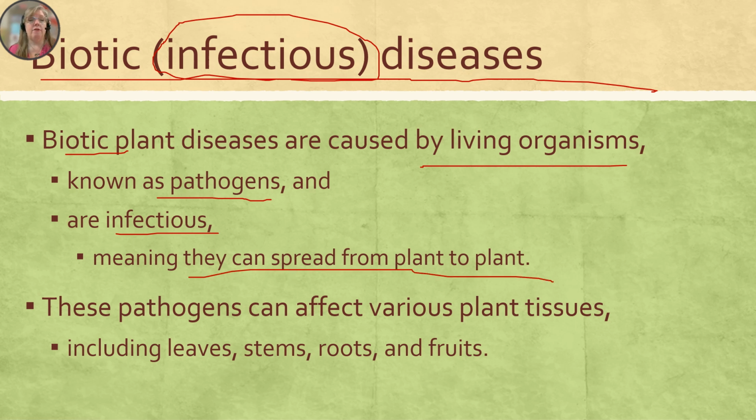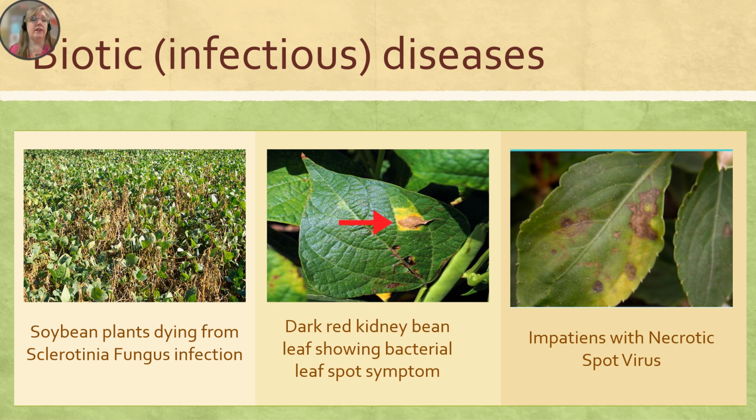The pathogens can affect any part of the plant tissues, including the leaves, stems, roots, or fruits. Any part of the plant can develop a biotic infection, depending on what type of pathogen we're thinking of. Here are some examples of infectious diseases.